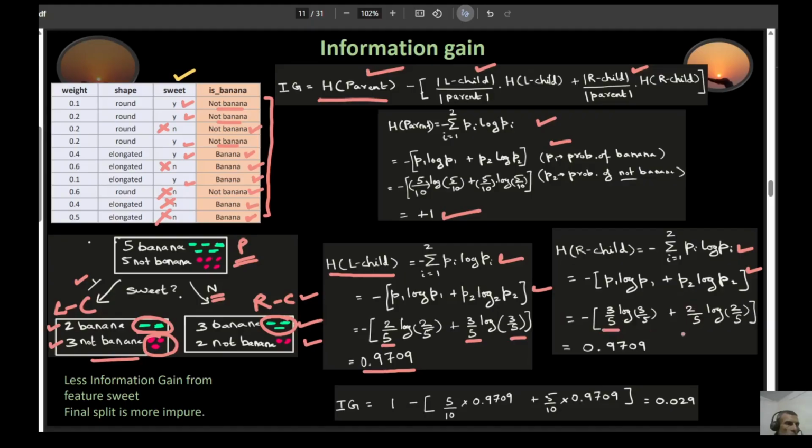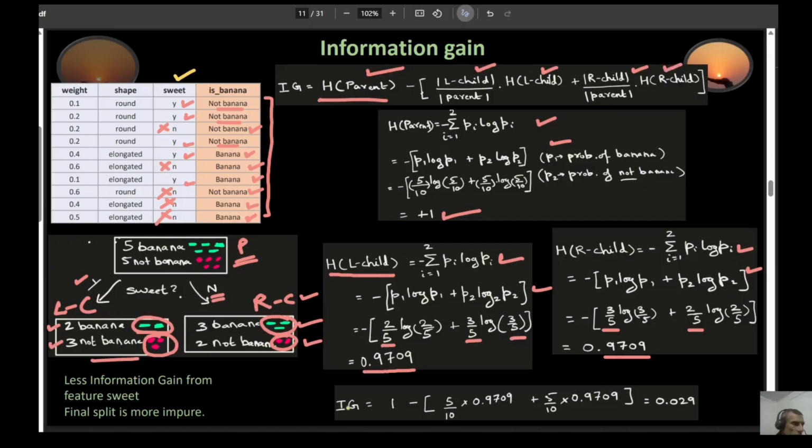So you substitute 3 over 5, 2 over 5 over here. That comes from here. Substituting your value, your answer comes out to be exactly the same, 0.9709. So now I know the entropy of my child, and also of my left child, and I also know the entropy of the right child.